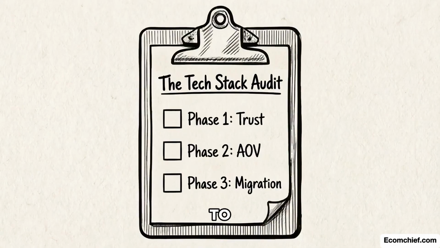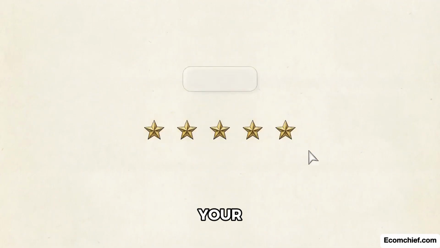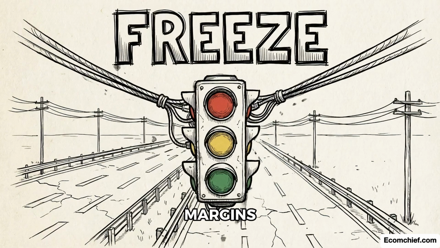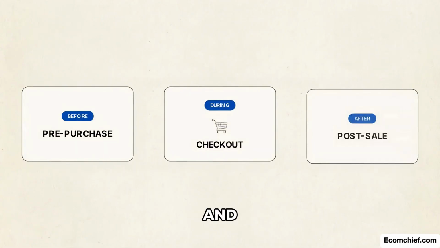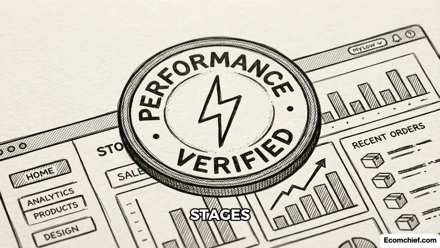Right now, you need to execute an objective audit of your current monthly app subscriptions based on your specific growth stage. Beginners, delete the complex marketing tools immediately. Focus your limited time strictly on acquiring your first credible reviews. Intermediate operators suffering from low margins must halt new traffic acquisition until the before, during, and after upsell principle is perfectly integrated. And across all stages, there is one non-negotiable rule.